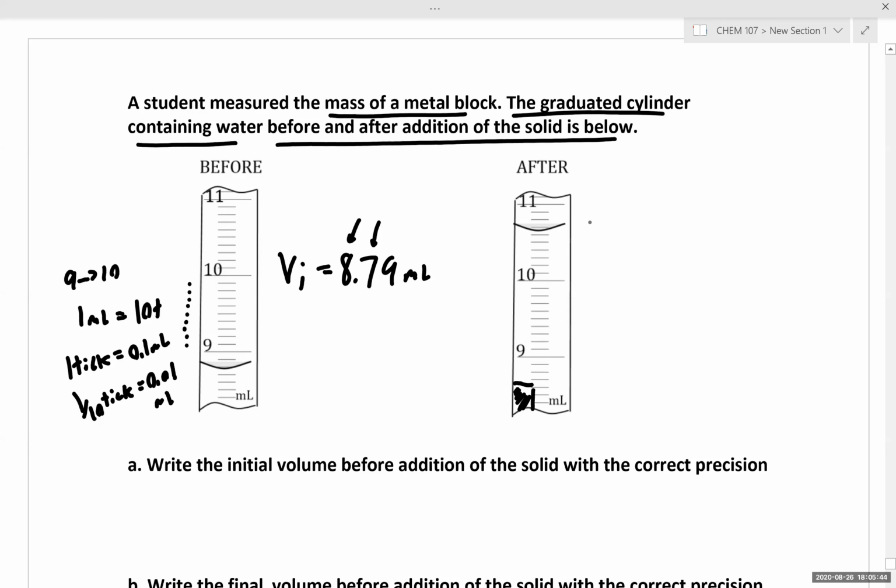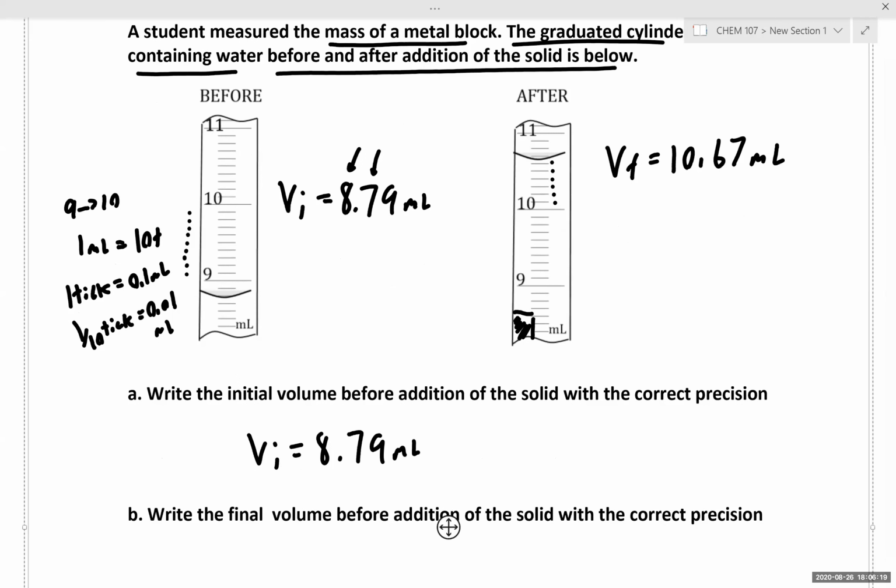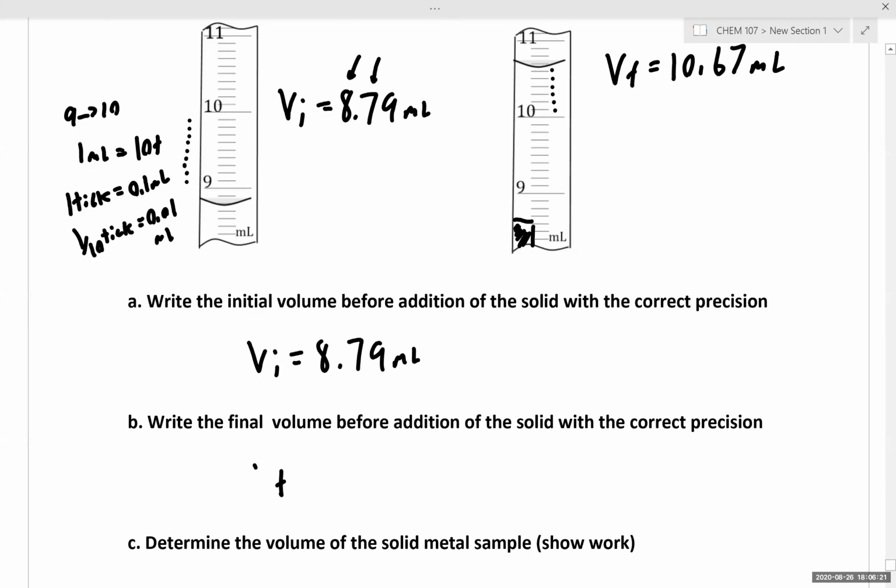After the addition of our solid, would someone like to volunteer and provide a measurement for the final volume of water in our graduated cylinder after addition of our solid? So looking, we're past the 1, 2, 3, 4, 5. We're past the 6th tick mark. So we'll write our certain digits as 10.6. And then from the bottom of our meniscus, we'll estimate one more digit, which would be 7. So we have 10.67 milliliters. So we have our initial and final volume.